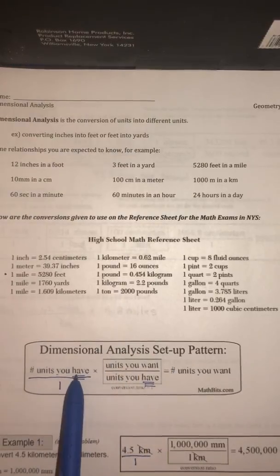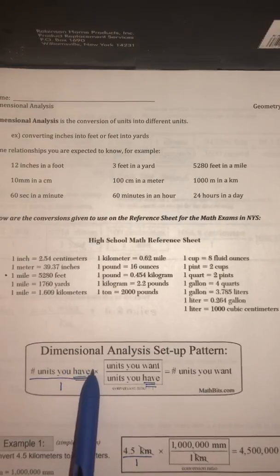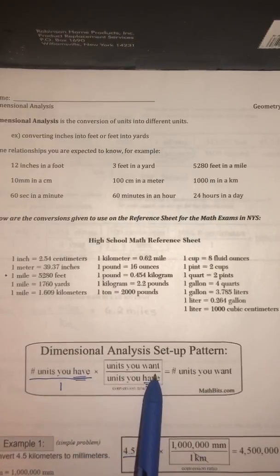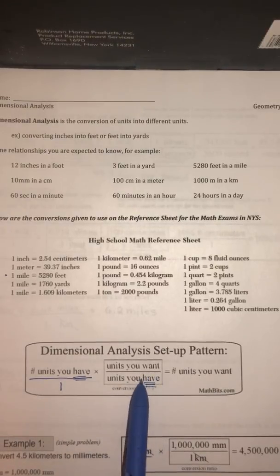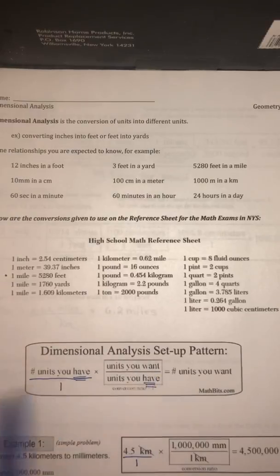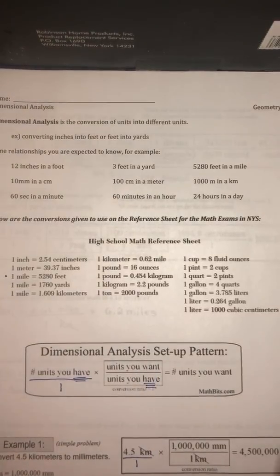Since the units you have are in our numerator, remember we said in order to eliminate the units, we're going to want to divide. And so therefore, in our denominator, we're going to want to have the units you have. And the units that we want are going to end up being in the numerator. All right, so let's look at our first example.